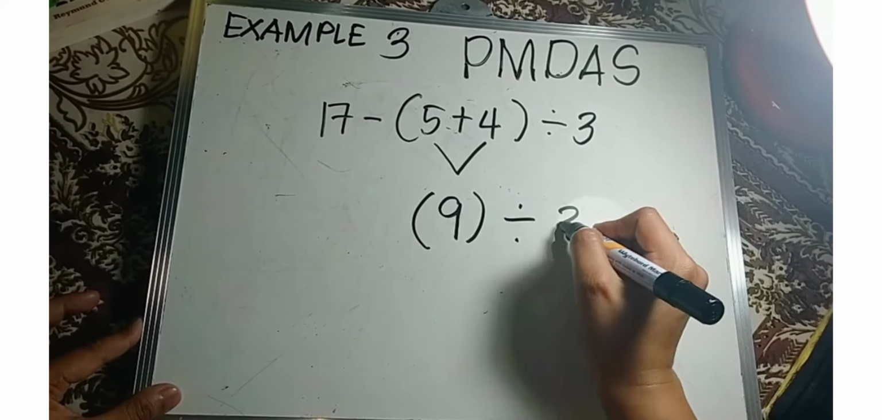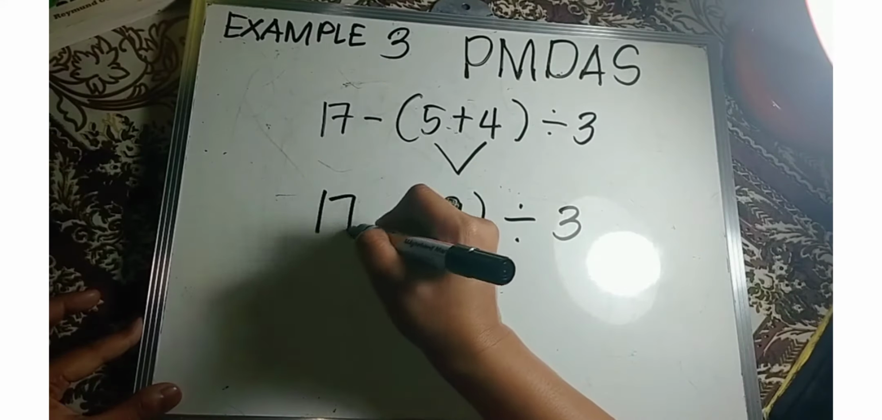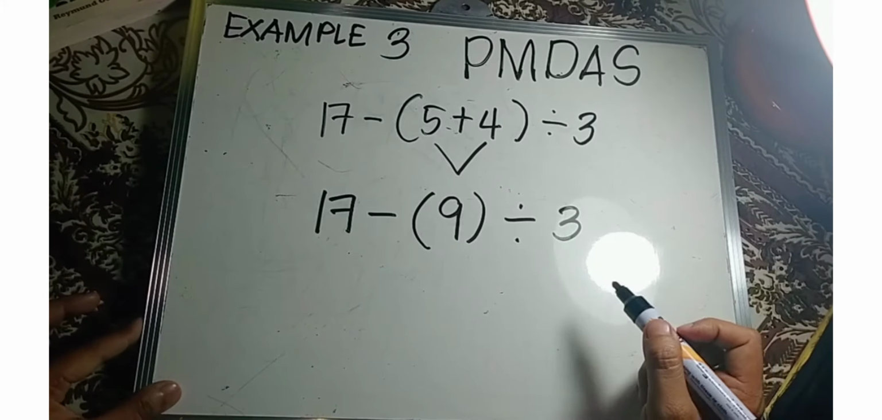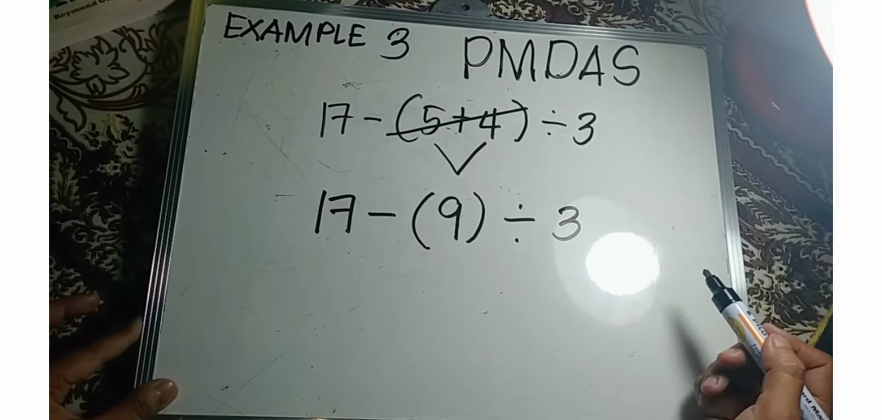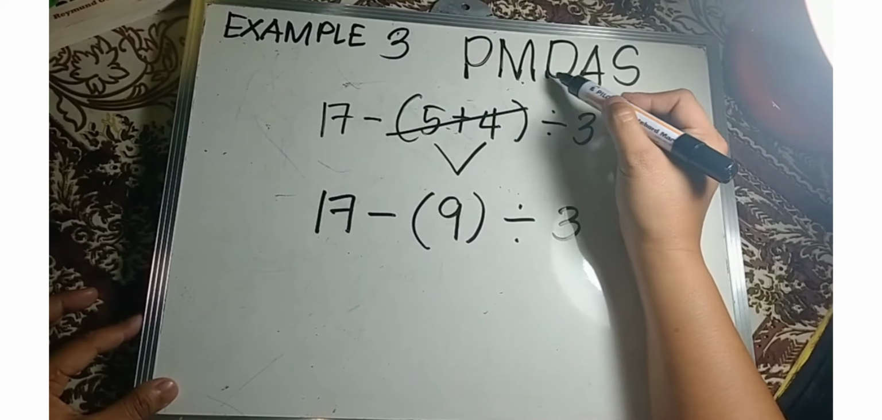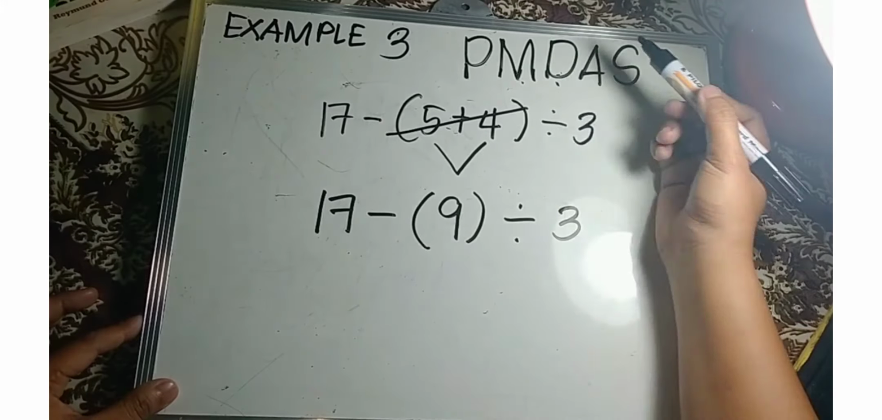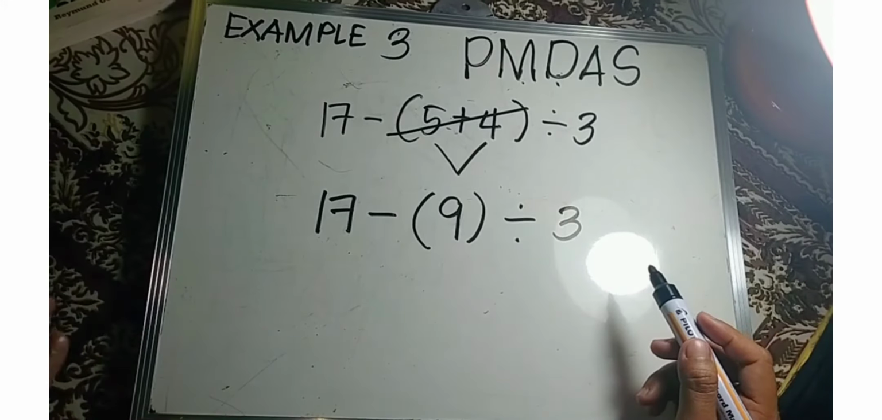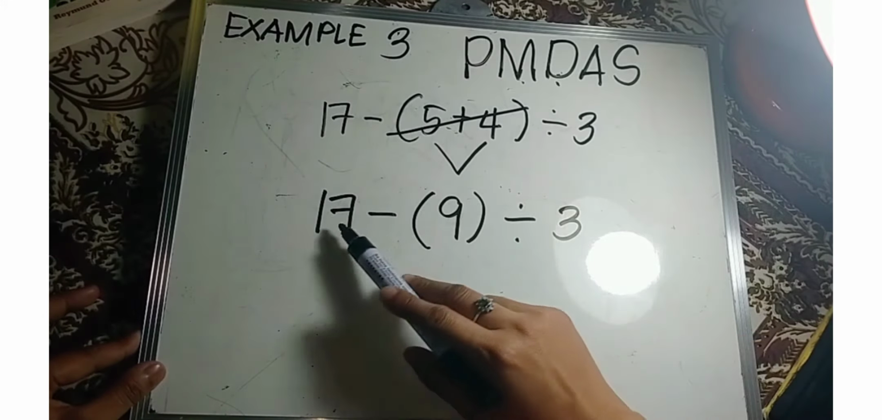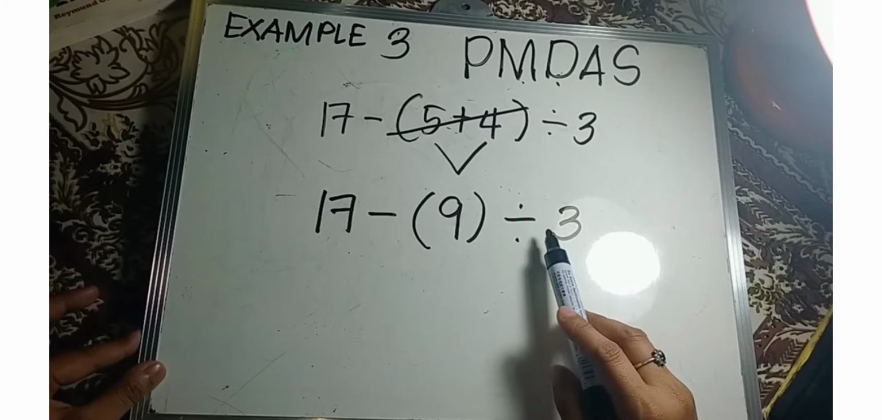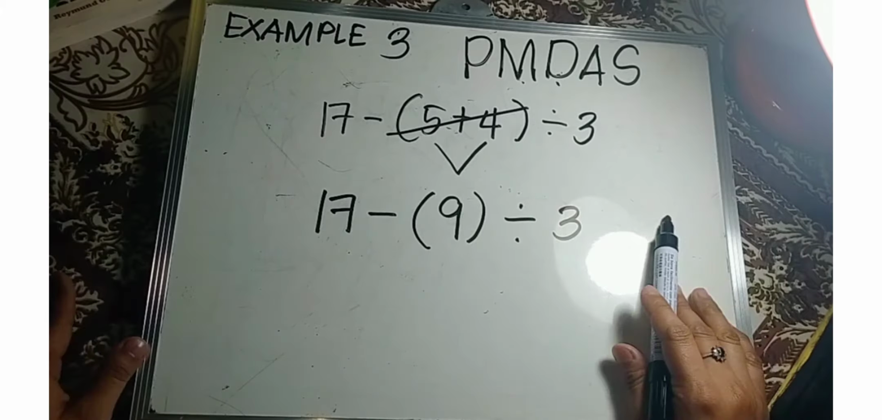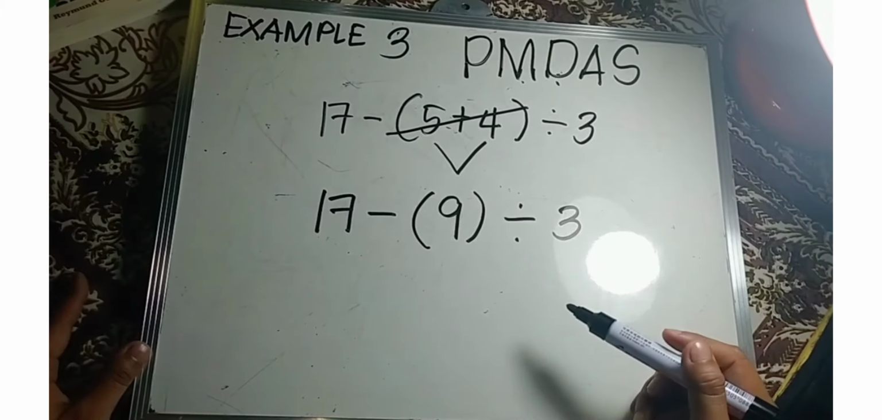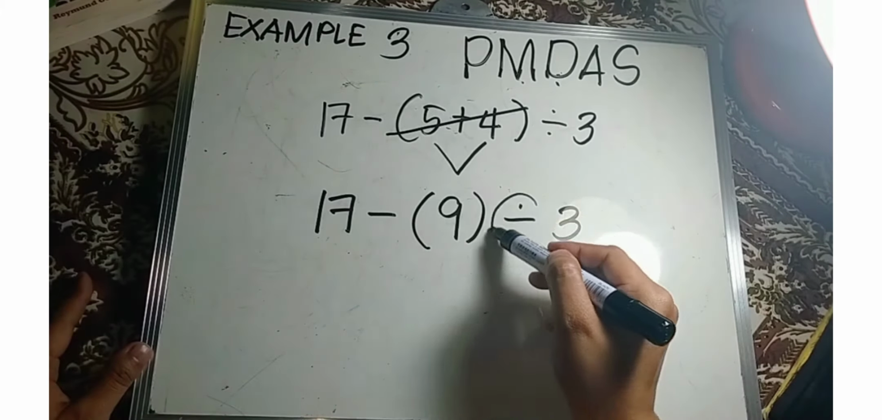So then, the remaining numbers and operation, kokopyahin lang natin. Next, after natin masolve yung parenthesis, okay na 'to. Followed by multiplication or division. Sino ang nauna? Alin man sa kanila ang nauna? Based on the remaining operation, meron ba tayong multiplication dito? Wala po. But we have the division. Division, ito po yung division natin.